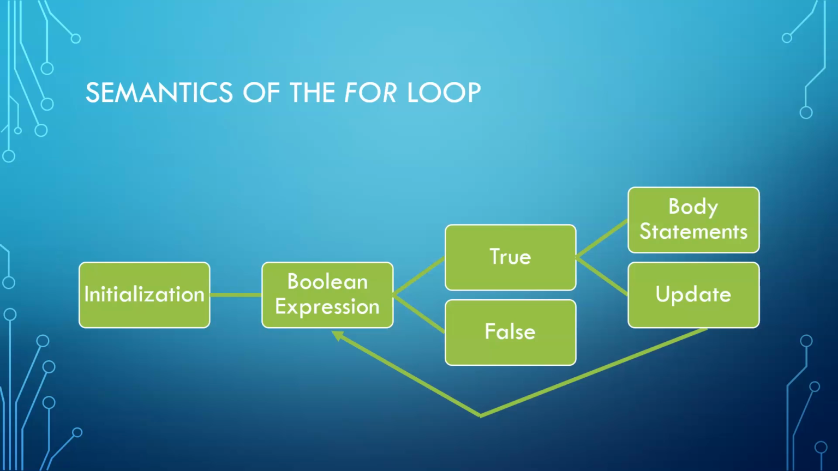All right, so the semantics of the for loop. Let's break this down one more time. You start off with initialization, so you initialize i to 0. Then you have some kind of Boolean expression. So is i at this point less than 0? Well, if i starts at 0 and i is less than 0, that's false. However, let's say i has to be less than 5. Well, 0 is less than 5, so that's going to be true. And then it's going to do your body statements and then update. And then from there, it goes back to the Boolean expression and repeats the process all the way until you hit a false.